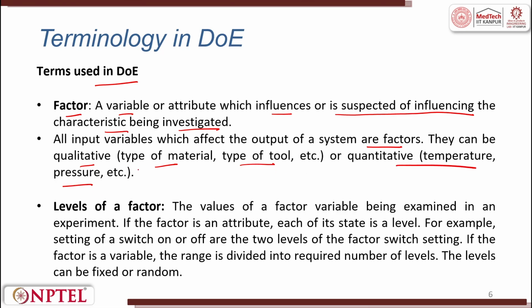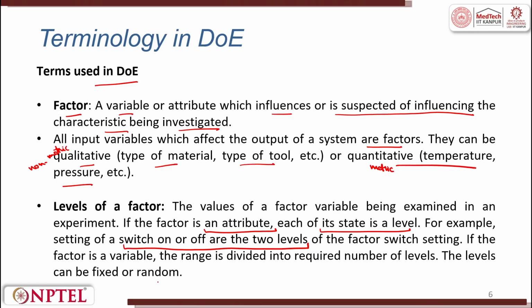We have talked about quantitative and qualitative. Quantitative is metric, again to recall, and this is non-metric. Levels of a factor, I talked about levels; up to 3 levels I worked for, up to 5 levels I worked for. Levels of a factor are the values of a factor variable being examined in an experiment. If a factor is an attribute, each of its states is a level. For example, the setting of a switch, on and off, are 2 levels of the factor switch setting. If the factor is a variable, the range is divided into the required number of levels.